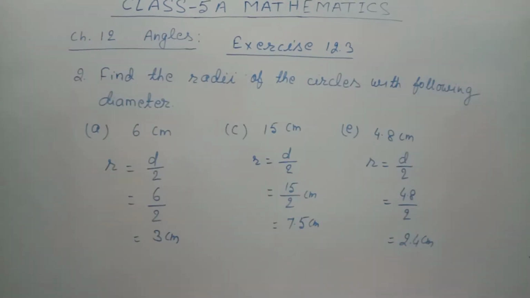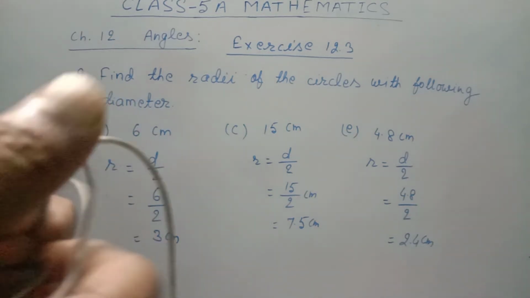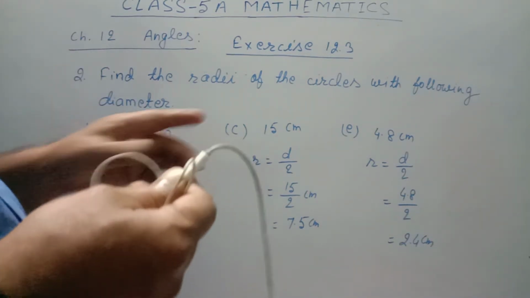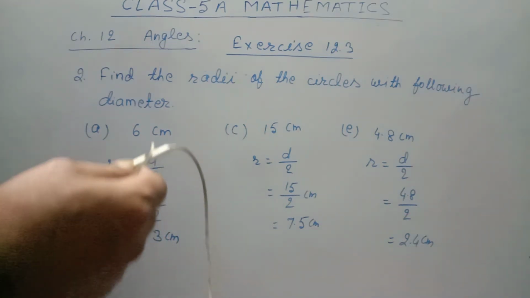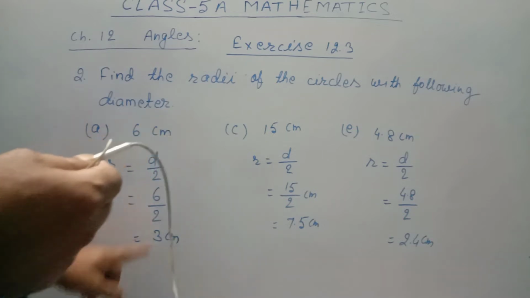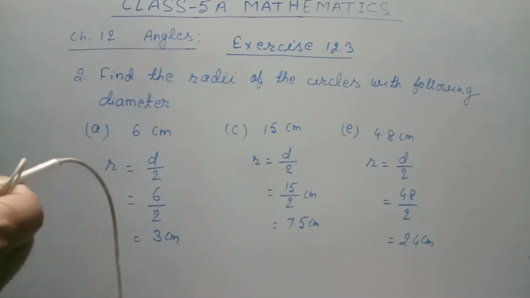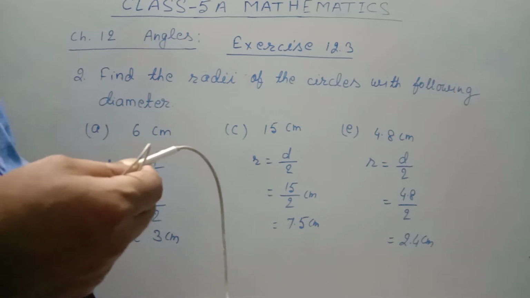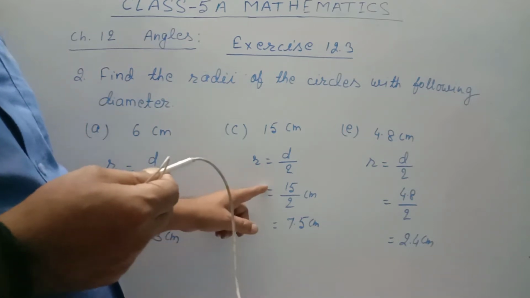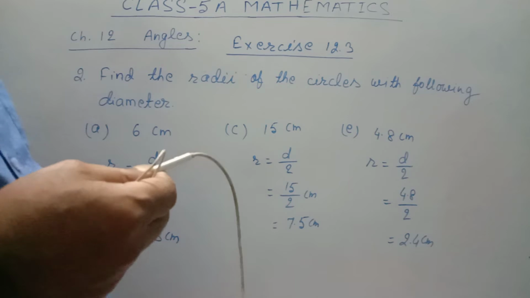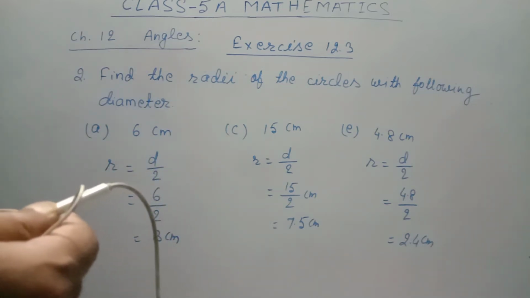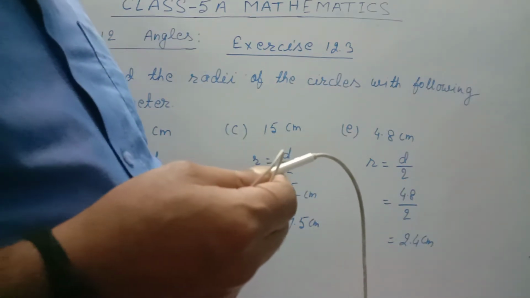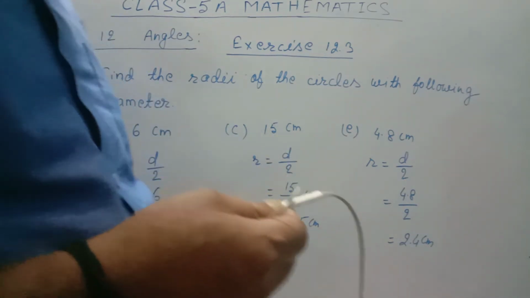In question number 2, find the radii of the circles with the following diameter. Now these diameters are given, and we are asked to find the radius of the circle. Diameter is 6 centimeter, so radius will be diameter by 2, 6 by 2 equal to 3 centimeter. In question number C, diameter is 15 centimeter, radius equal to d by 2, 15 by 2 equal to 7.5 centimeter. Similarly, in question number E, diameter is 4.8 centimeter, radius equal to d by 2 equal to 4.8 by 2 equal to 2.4 centimeter.